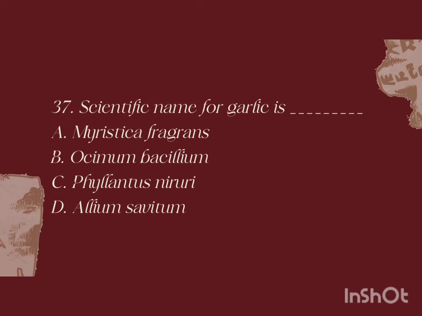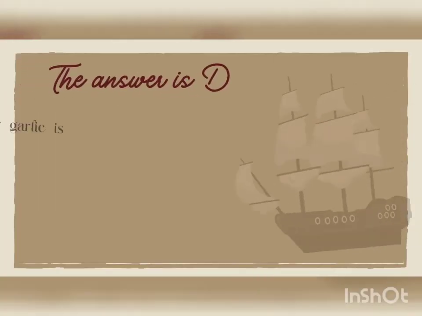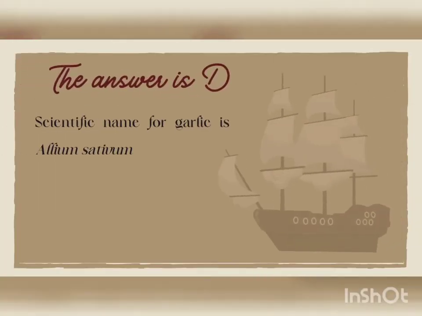Number 37. Scientific name for garlic is blank. A. Myristica fragrans, B. Ocimum basilicum, C. Phyllanthus niruri, D. Allium sativum. The answer is D. Scientific name for garlic is Allium sativum.